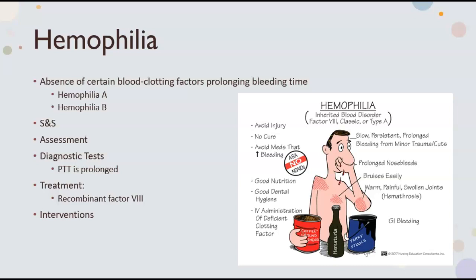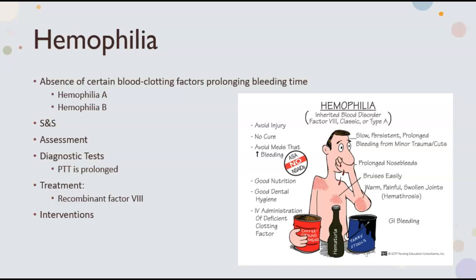Assessment, so you will see ecchymosis and hemorrhaging from the slightest trauma, pain with joint movement, and blood in the subcutaneous tissues, the urine, and the stool. Diagnostic tests, so factor 8 and or 9 will be absent or deficient, so it just depends on if they have A or B. Platelets, PT, and INR are normal, but the PTT is prolonged. So that's important to remember. Just the PTT in hemophilia will be prolonged. All platelets, PT, and INR will be normal.